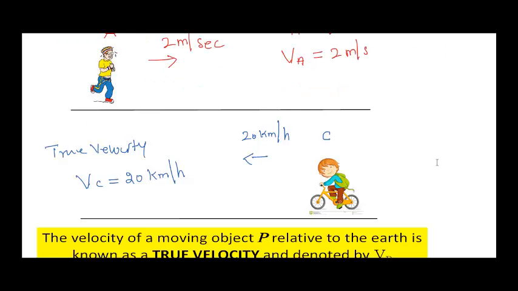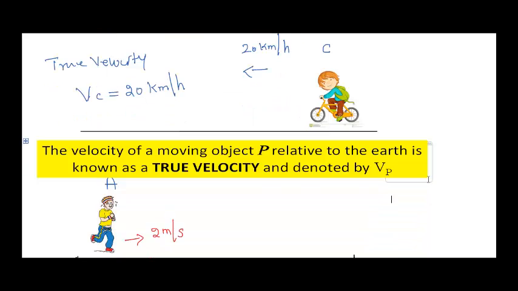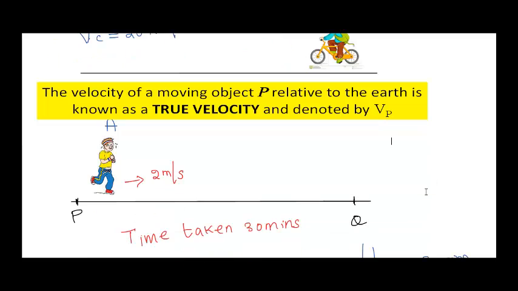True velocity or actual velocity is nothing but the velocity of the moving object with respect to the ground, or relative to the earth. So the velocity of a moving object P relative to the earth is known as the true velocity, and it is denoted by Vp. If the object is P, then you can call it Vp.